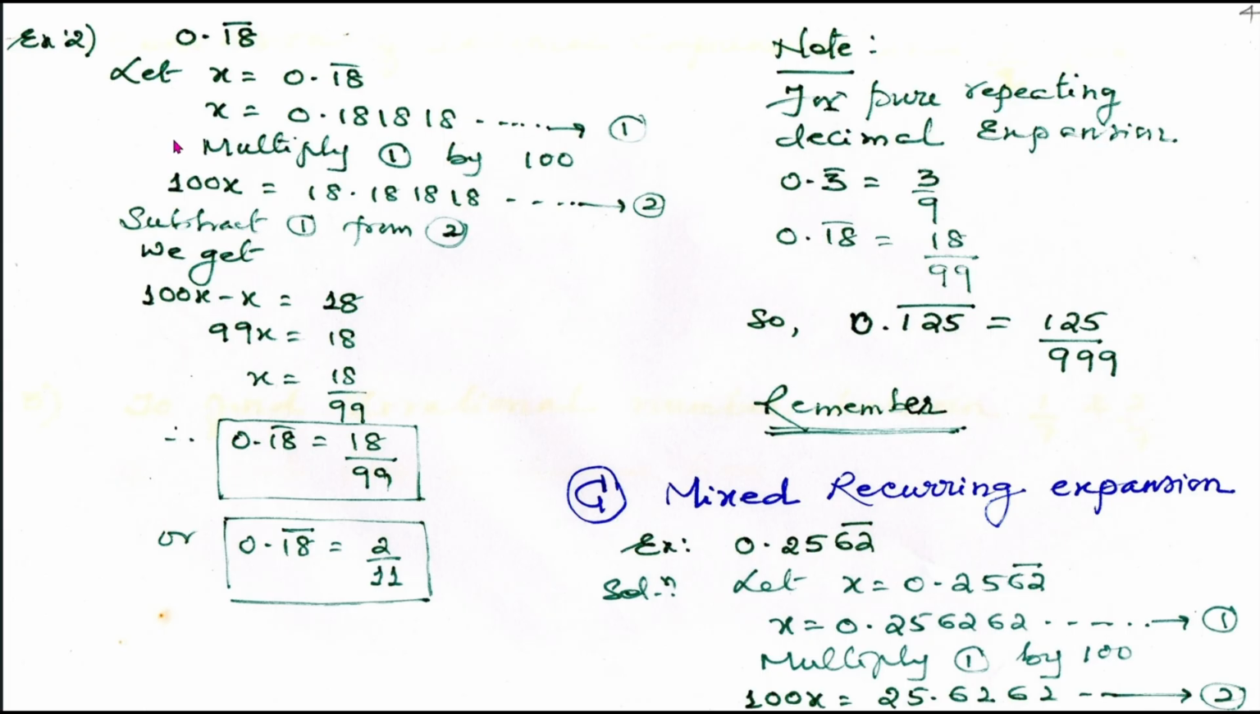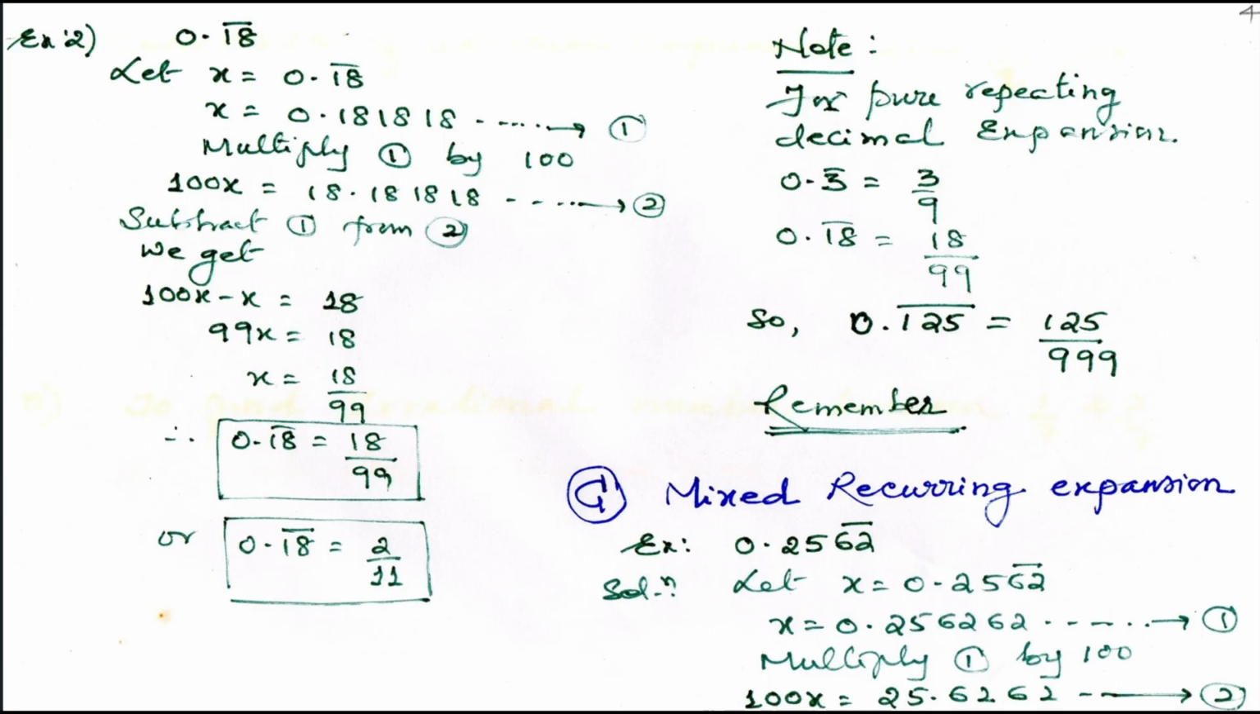This is equation 1. Multiply 1 by 100 because there are 2 decimal places which have to be moved to the left, and therefore multiply it by 100. 100x is equal to 18.1818 and so on. So that will be equation 2. Subtract 1 from 2. 100x minus x is equal to 18. 99x is equal to 18. x is equal to 18 by 99, or 0.18 bar is equal to 18 by 99. Therefore 0.18 bar is 18 by 99, and please remember this.